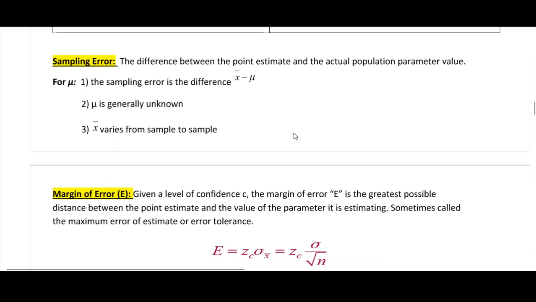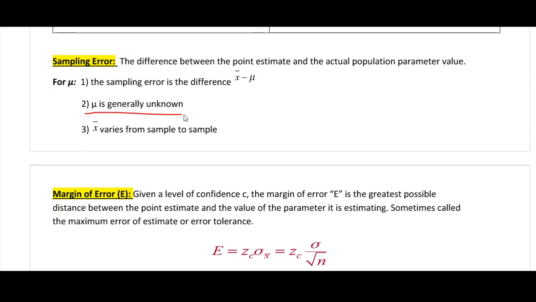Moving on, this is a concept here. Sampling error is the difference between your point estimate and the actual population parameter value. The sampling error is just the difference between the two: what you got for your point estimate minus the population parameter. The one thing is, though, we never really know what this is because we generally don't know what the population parameter is. We talked about this. It's really hard to take data in for millions of people, and that's usually the population that you're looking at. And we generally don't know that.